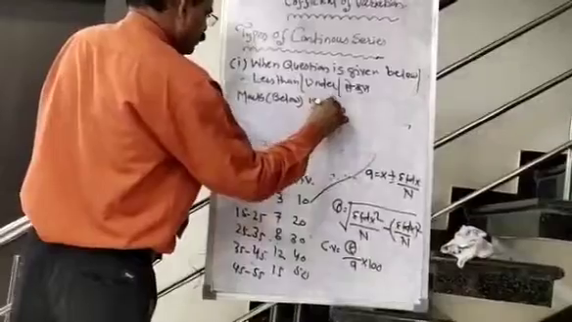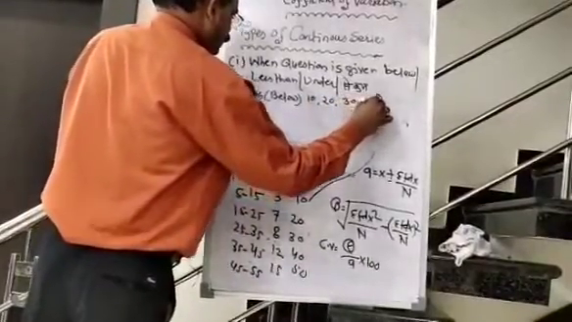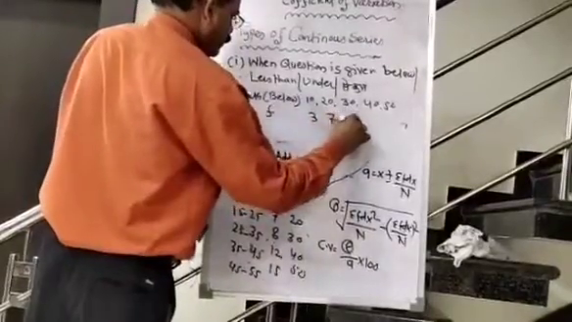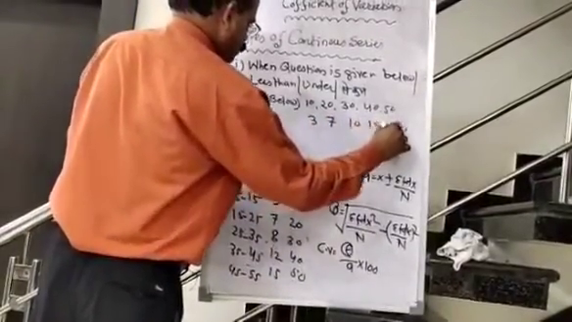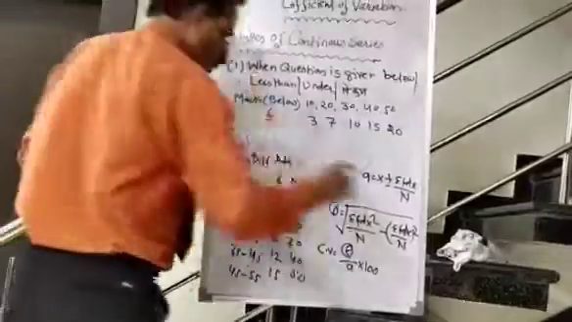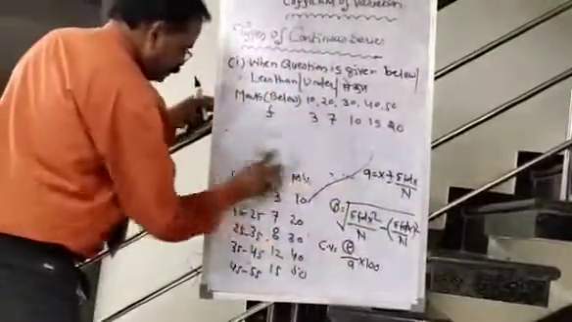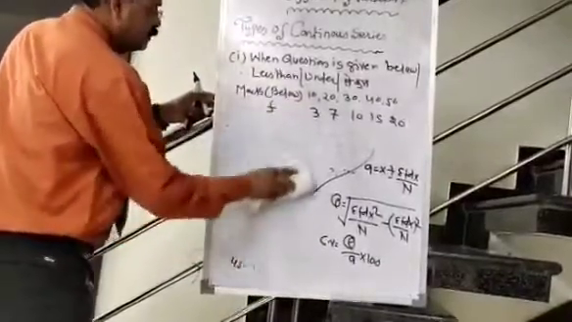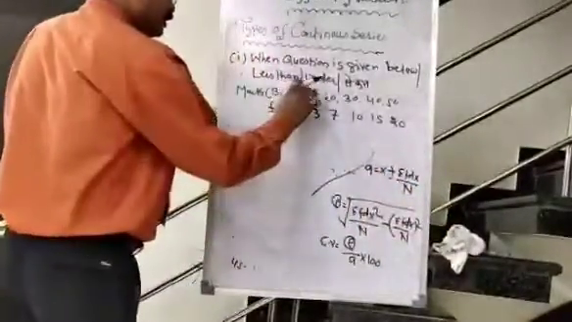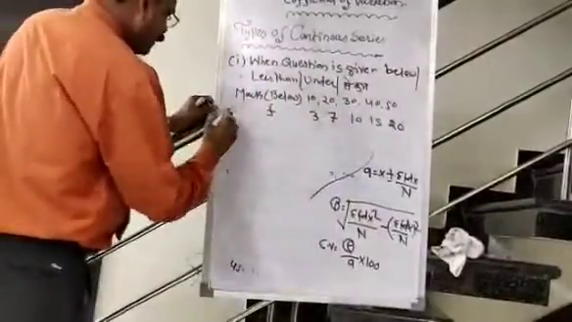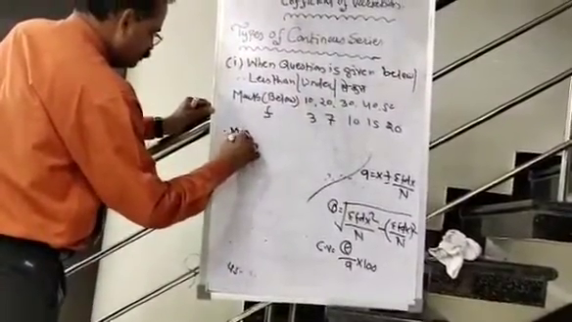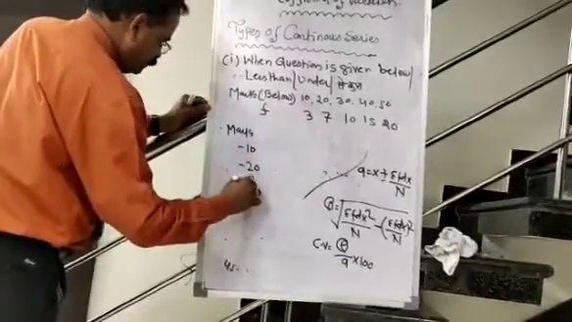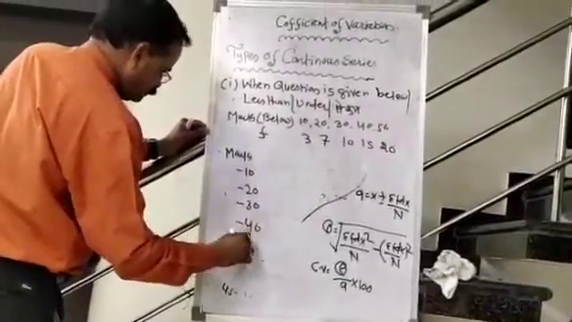Marks: 10, 20, 30, 40, 50. Frequency: 3, 7, 10, 15, 20. In the condition of below, first we should find the difference between items. The difference is 10 in each item. So which item is given? That will be L2: 10, 20, 30, 40, 50.